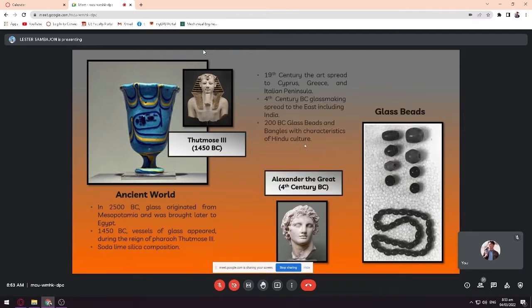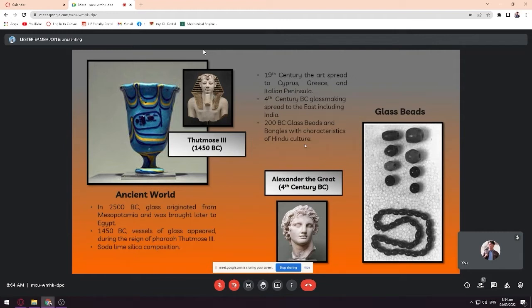So, the ancient world. Glass is an independent object which is mostly made into beads, which dates back to about 2500 BC. It originated perhaps in Mesopotamia and was brought later to Egypt. Now, vessels of glass appeared about 1400 BC during the reign of King or Pharaoh Thutmose III. Now, as I've said earlier, Thutmose III is a pharaoh of the 18th dynasty of Egypt.